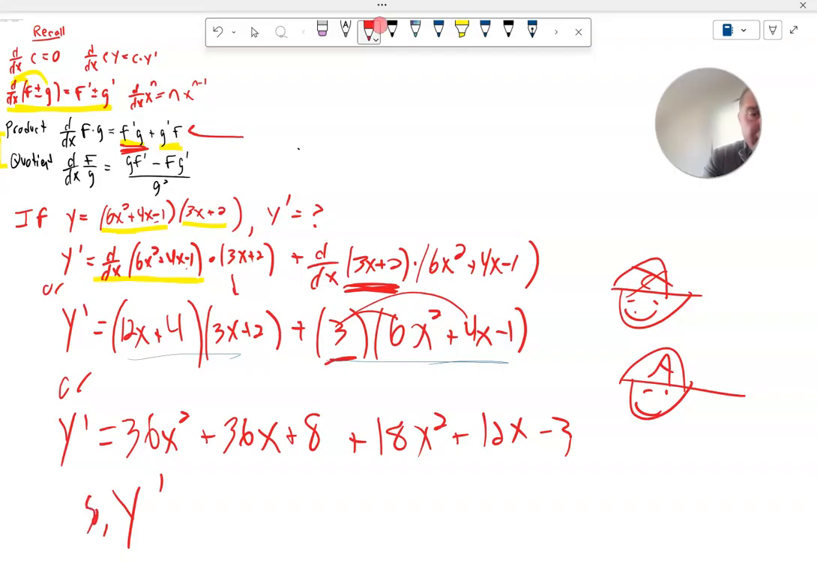So, finally, the derivative of y prime is 36x squared plus 18x squared. That's 54 of those x squareds. It's a lot of x squared. Plus 36x plus another 12x. That's 48x. Woo, a lot of those x's. Plus 8 minus 3 is plus 5.